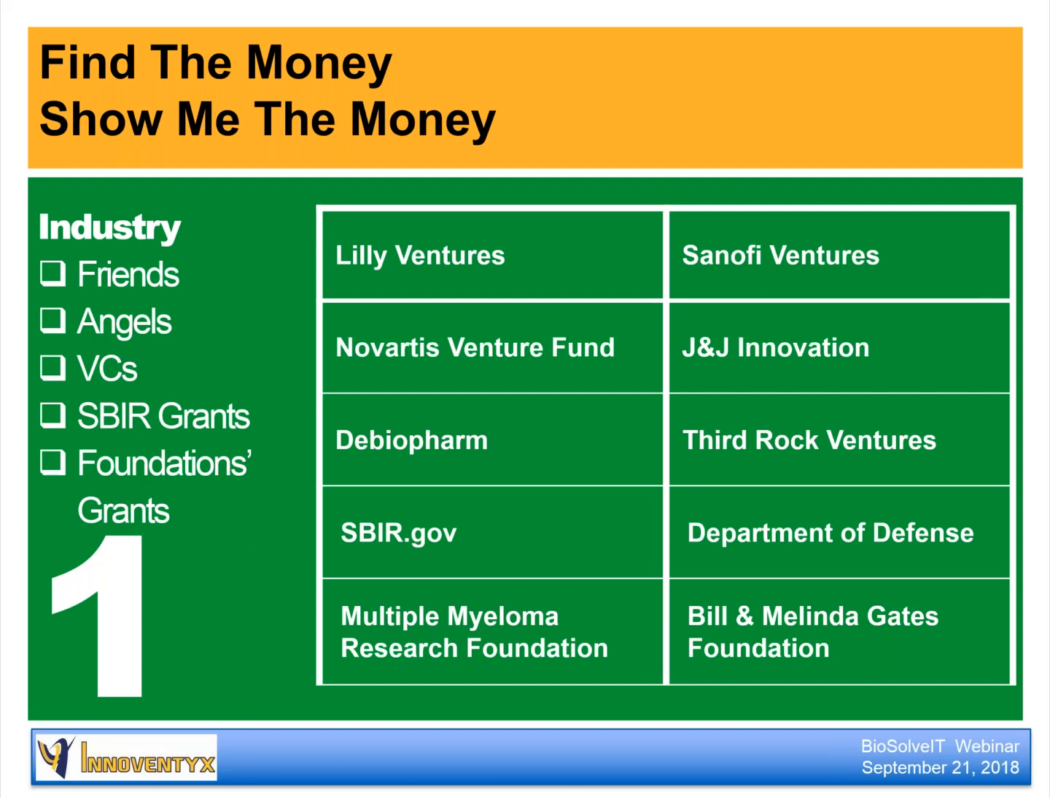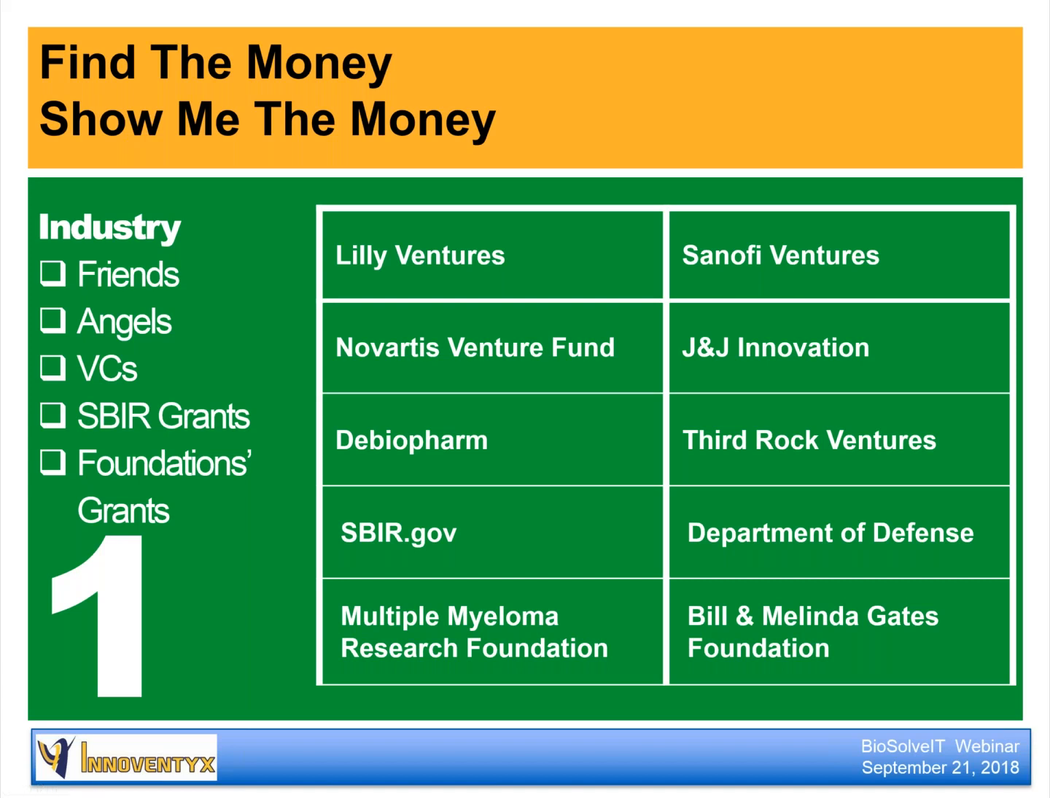So I'm going to give you some places to consider to go and look into funding for industry, not-for-profit, and academia. For industry, there are different types of investors. Can be friends, can be angels, venture capitalists. You can also get grants, whether coming from the government or from foundations.